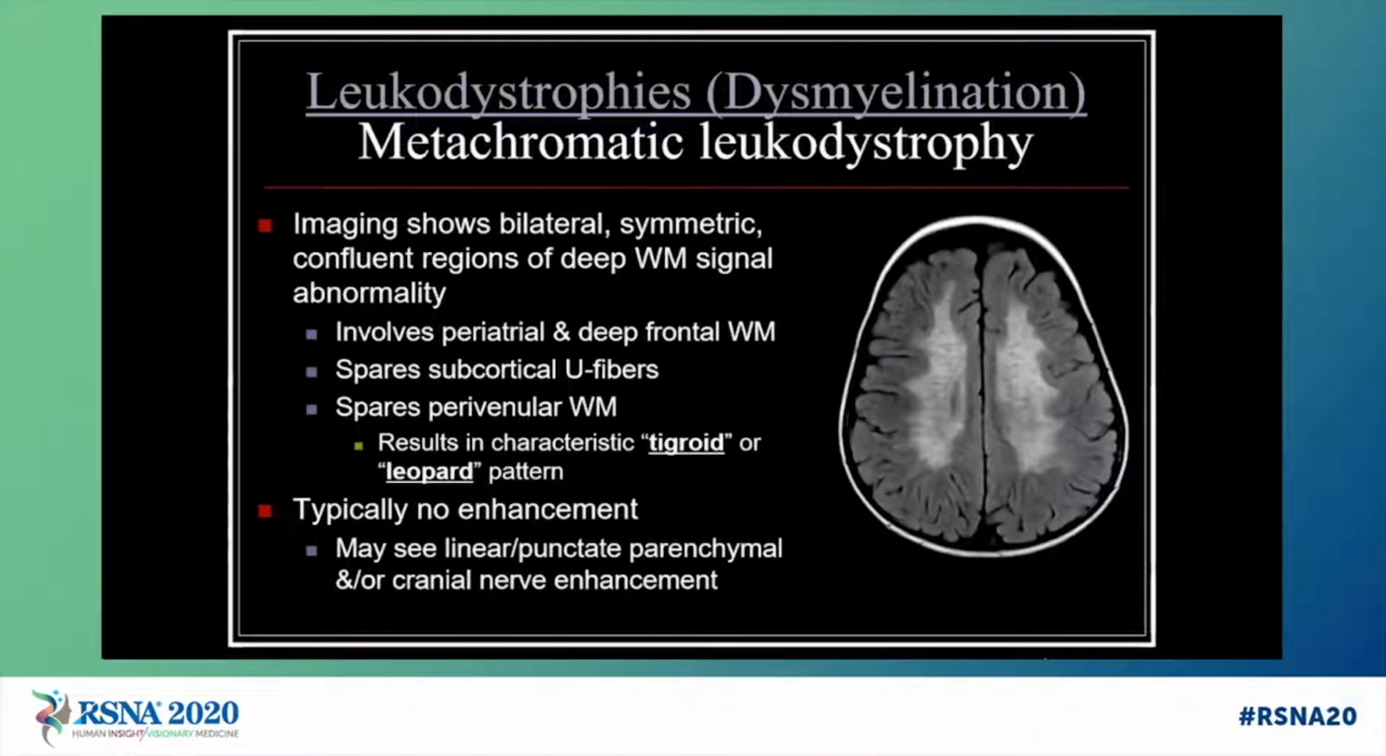So on imaging, what we're going to see is bilateral, symmetric, and confluent areas of signal abnormality involving the deep, greater than superficial hemispheric white matter. We're going to get sparing of the subcortical U fibers early on in the disease process, and then you get sparing of the perivenular white matter, which results in characteristic tigroid or leopard pattern within the area of signal abnormality. Typically, there's no enhancement, although you can see faint linear punctate parenchymal enhancement, and then you can see cranial nerve enhancement as well in the setting of metachromatic leukodystrophy.